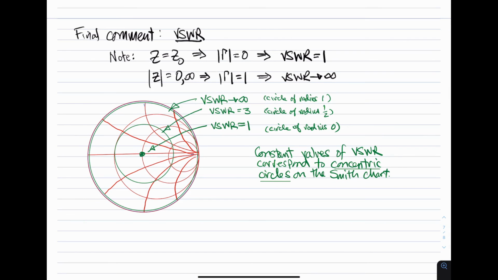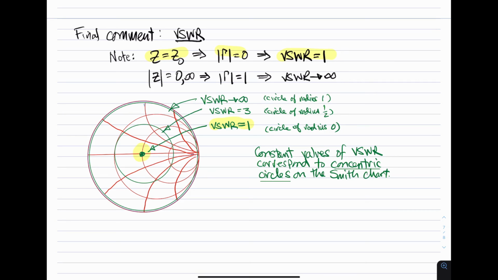So now one final comment to make in this lecture, and that's about voltage standing wave ratio. Let's think about that for a second. When the impedance is equal to the characteristic impedance, then the magnitude of the reflection coefficient equals 0. That's reflectionless, so the voltage standing wave ratio is 1. So just based on that much, we know right away that the point at the center of the Smith chart, the origin of the real imaginary axis, is voltage standing wave ratio equal to 1.